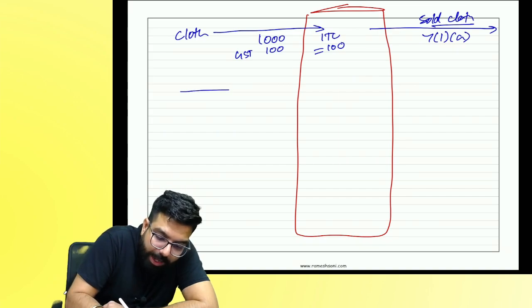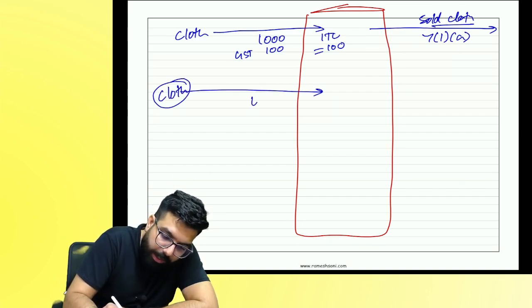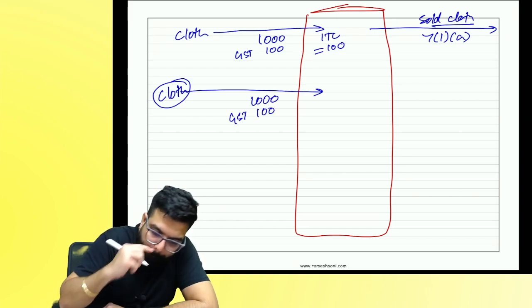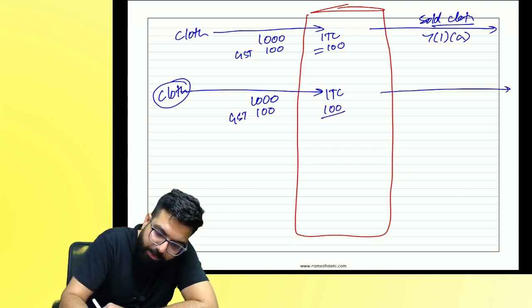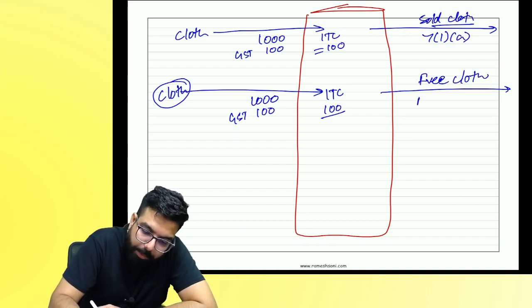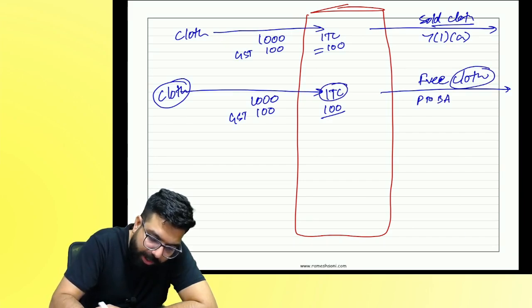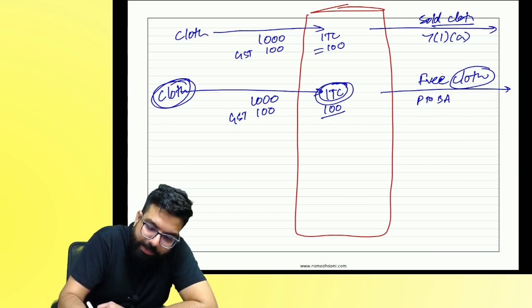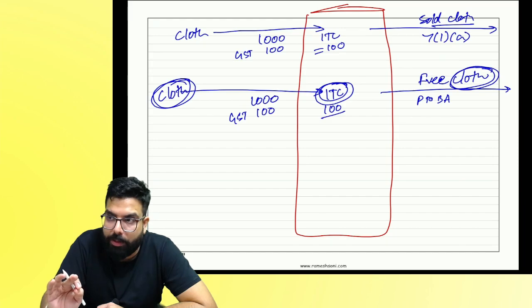Okay. I went ahead and bought cloth, 1,000 rupees, GST paid 100, input tax credit taken 100. Then I gave it free. I gave free what, everyone? Cloth. Permanent transfer of business asset. Did I take ITC on the cloth only? I paid for the cloth, took the ITC and gave the same cloth free. Will it come under 7(1)(c)? Yes or no?